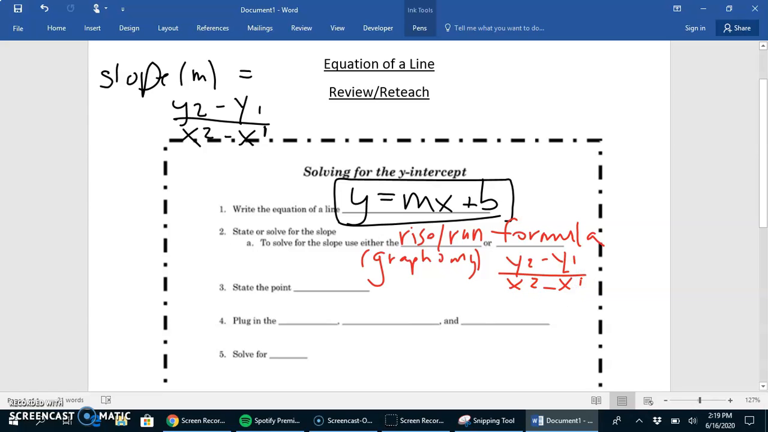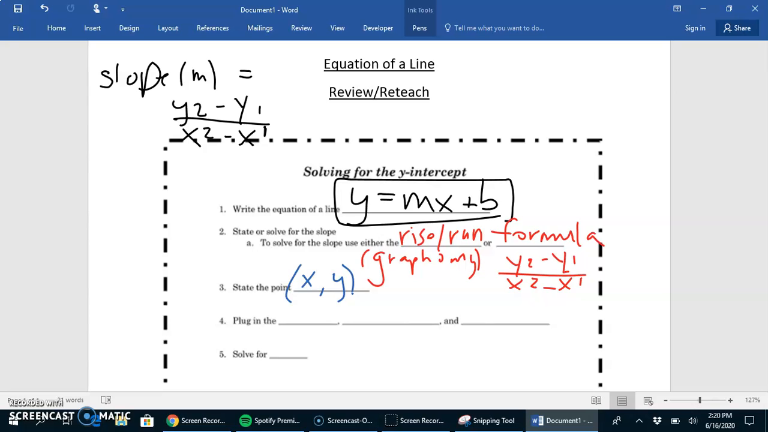All right? Then we're going to make sure that we're stating the point. So the point that's being given is going to look like x comma y. And in class, I've reminded you guys of this sometimes. It's easy to get mixed up, but the point on the graph is always going to be x, then y. Okay? And this is going to be any point that's given to you.